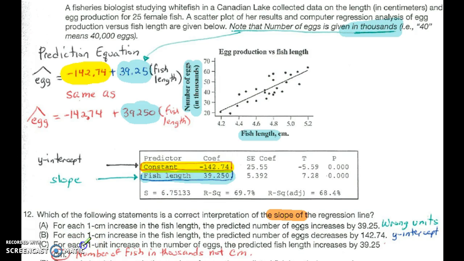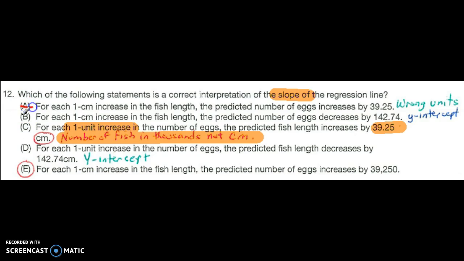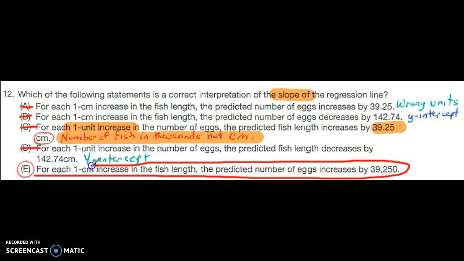When I answer the question, they're asking me to interpret the slope. So for each unit increase, the number of eggs increases by 39.25, but my increase would be in thousands, not in centimeters here. So A isn't correct, B and C aren't correct. D is giving me the answer for the y-intercept. So notice on E, it says the eggs increase by 39,250, because the original problem said in the thousands.